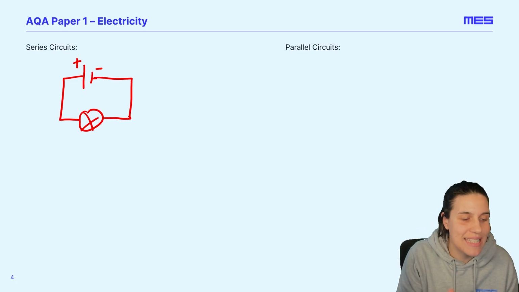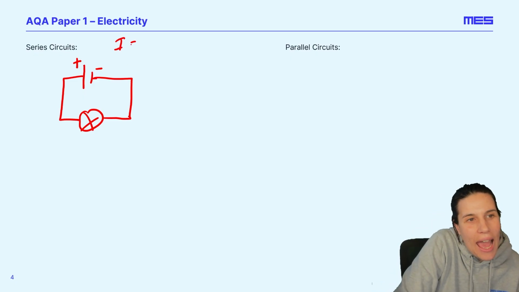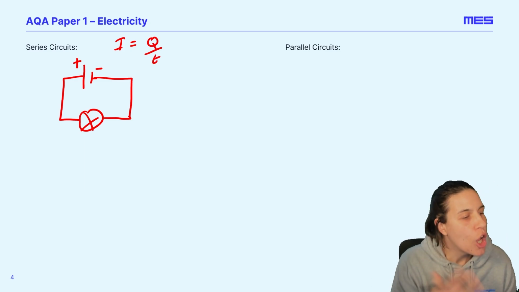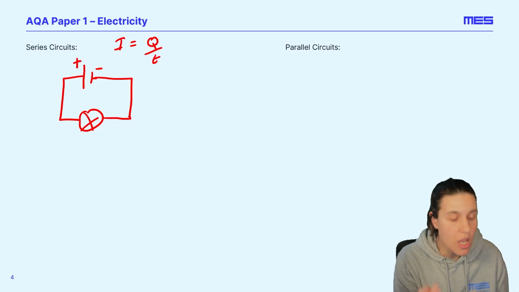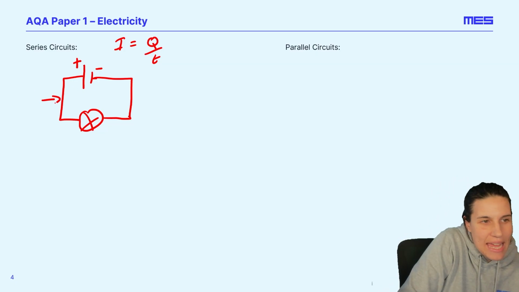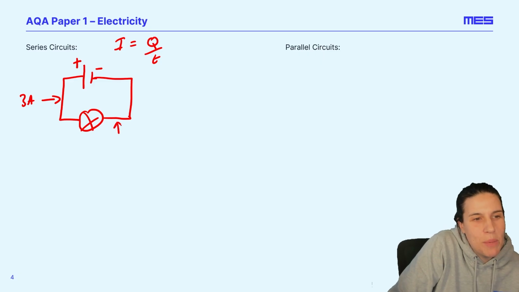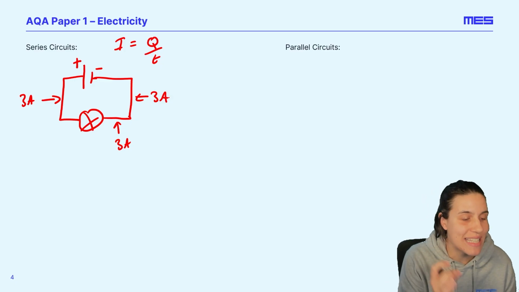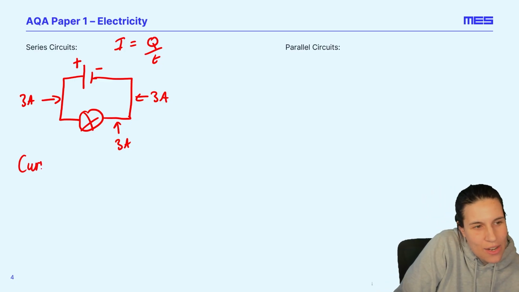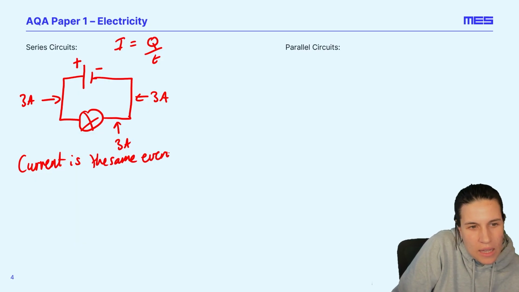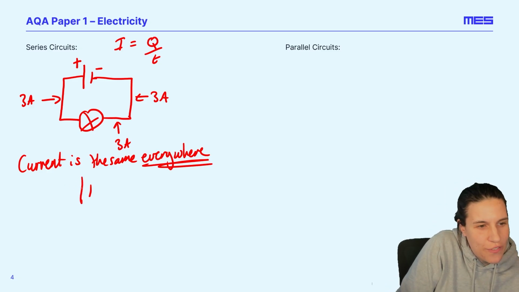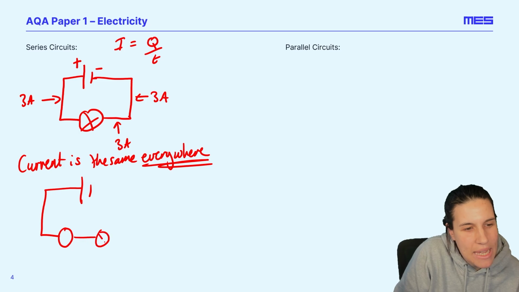Now, the thing is that current is how fast the charge is flowing in this circuit. Because all of the electrons are just following each other around, whatever the current is here, let's say that the current is 3 amps here, it's going to be the same here. It's going to be the same here. So the current is the same everywhere in a series circuit. Now, potential difference, on the other hand, is a little bit different.